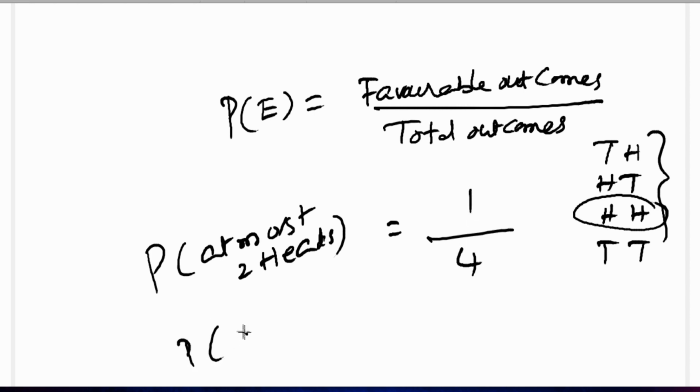Now the probability of at least 2 heads. At least means 2 or more than 2. At least 2 heads, clear? So at most means maximum, and at least means minimum. So questions with at most and at least will come.